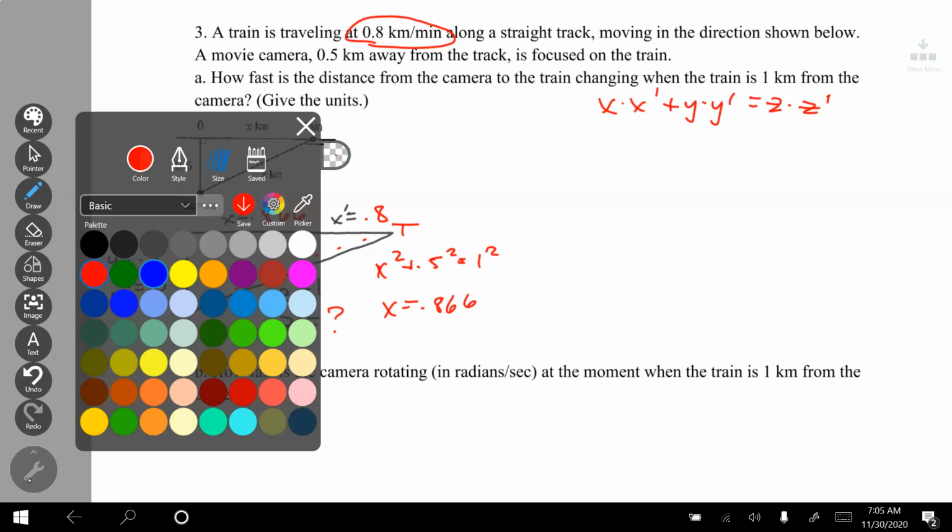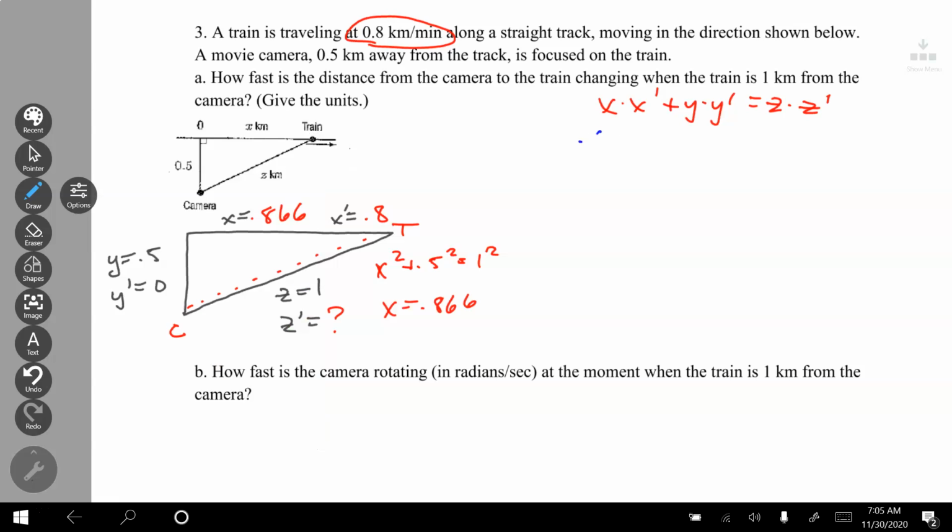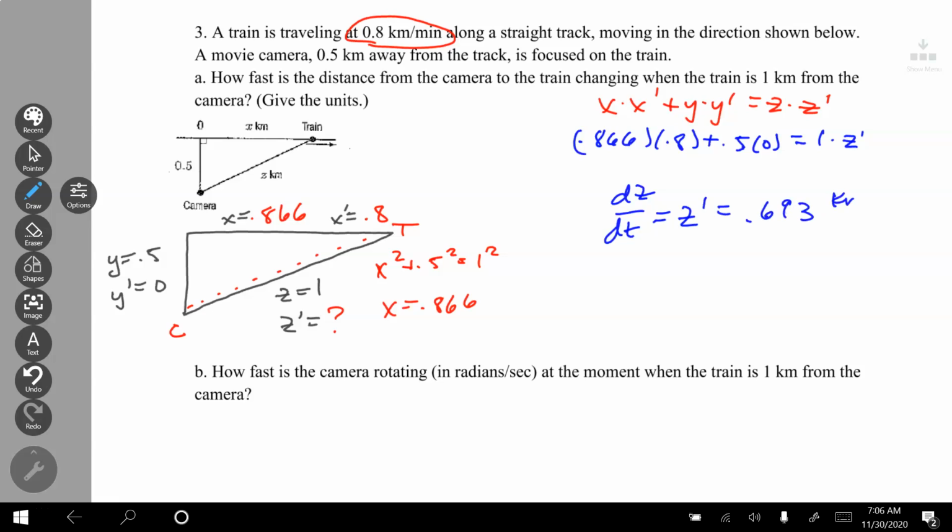And I could plug in what I know. Well, what do I know? Well, I know x is 0.866. My x prime is 0.8, my y is 0.5, my y prime is 0, my z is 1 times z prime. And there's not a lot to do here because this is equal to 0, so I get my rate of change of my z, or z prime, is equal to, these two multiply each other, so I get 0.693, and it's going to be kilometers per minute.